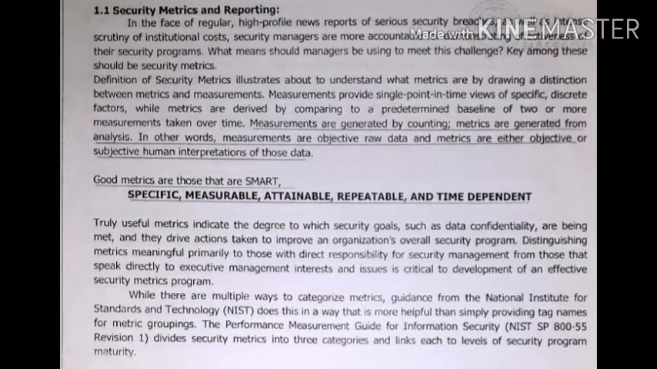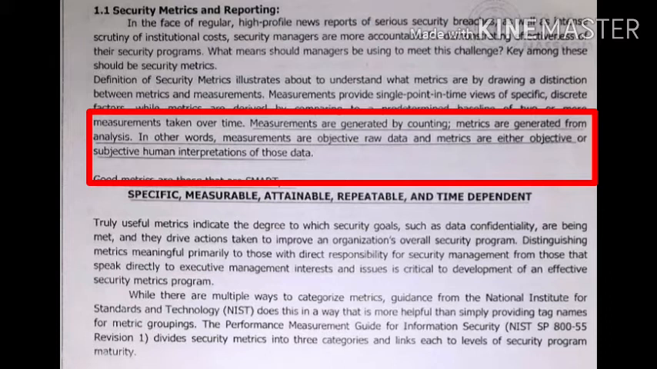The security metric illustrates understanding what metrics are, drawing a distinction between metrics and measurements. The measurements provide a single point in time view of specific discrete factors, while metrics are derived by comparing to a predetermined baseline two or more measurements taken over time. In simple words, measurements are generally generated by counting. Metrics are generated from analysis.